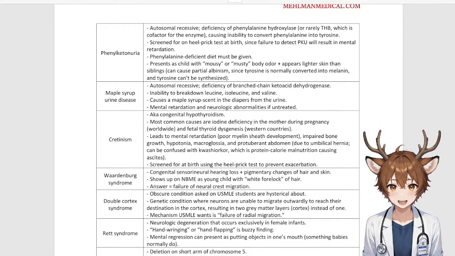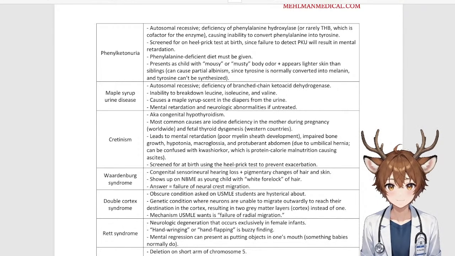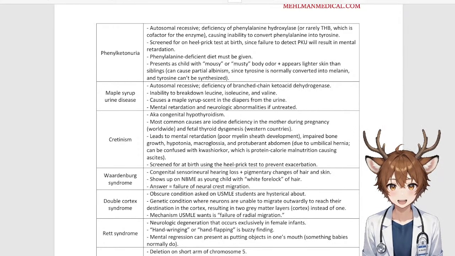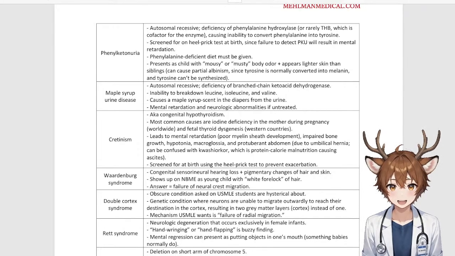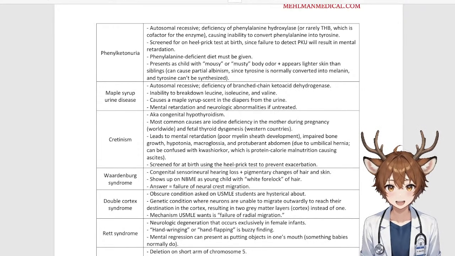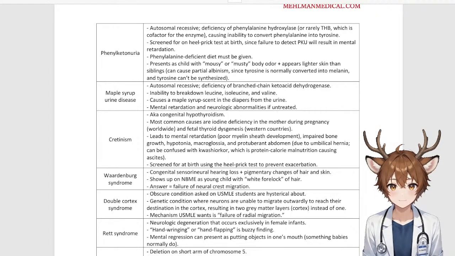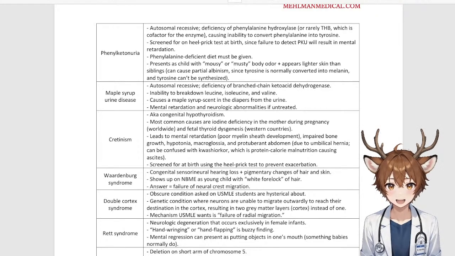What about maple syrup urine disease? Autosomal recessive, deficiency of branched chain ketoacid dehydrogenase, inability to break down leucine, isoleucine, and valine. Causes a maple syrup odor in the diapers from the urine, mental retardation, and neurologic abnormalities if untreated. That's important to be aware of. Same thing with PKU. Serious consequences if it is not treated early on.